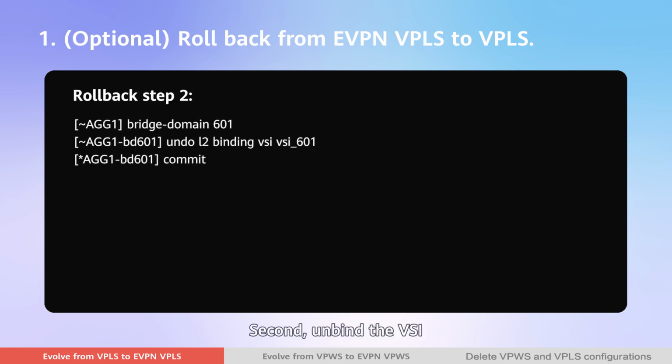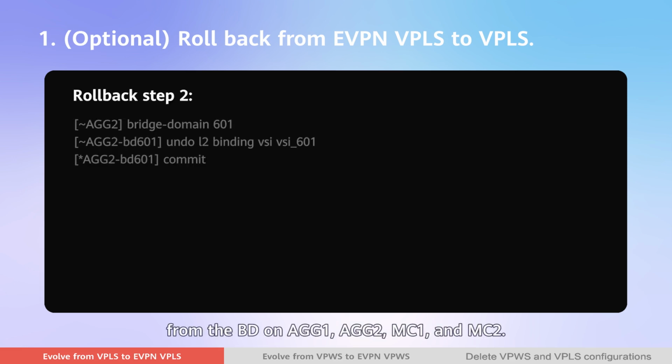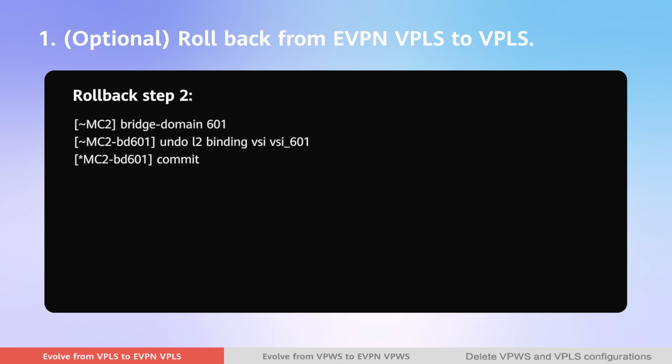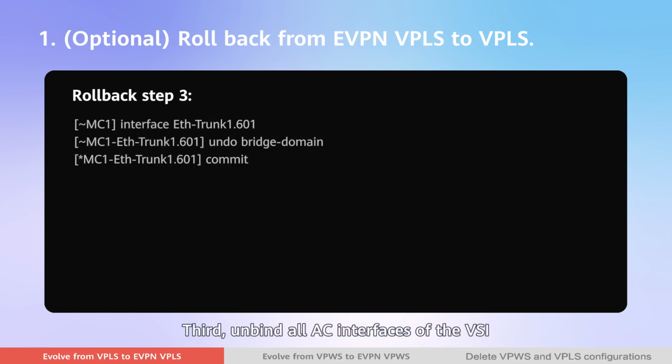Second, unbind the VSI from the BD on AGG1, AGG2, MC1, and MC2. Third, unbind all AC interfaces of the VSI from the BD on MC1 and MC2.